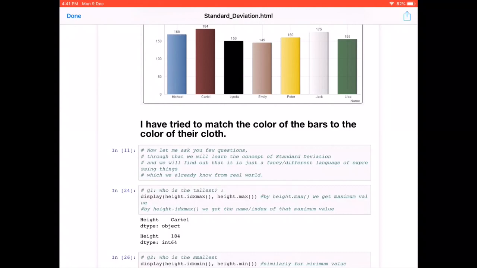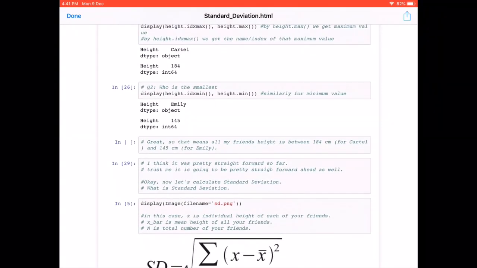Okay, so who is the tallest friend? From here, I can simply use the function idxmax, and I get Carter. And I can use the .max function to get the exact value. So Carter is 184, which I can see from the picture above. And I also know the minimum height is for Emily, which is 145 centimeters. All right, so that means the range of the height for my friends is between 145 centimeters and 184 centimeters. So far, so good, right? I think it is pretty straightforward. No fancy things here. You don't have to use Python at all. You can just simply see it and say who is the tallest and who is the shortest, right?